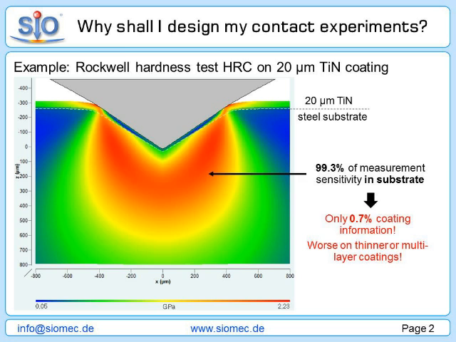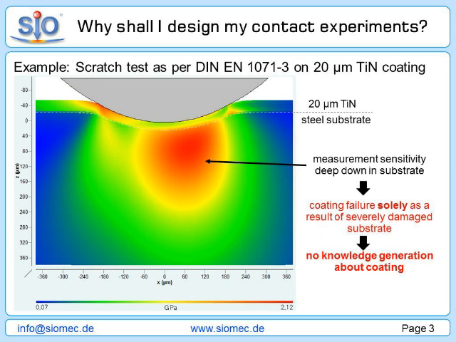Another example I would like to show you is a scratch test which has been performed according to the standard 1071 on the exact same coating. You may again see easily that the main stress field is located deep down in the substrate, as is the maximum of the stress field, which leads to a severe damage of the substrate.